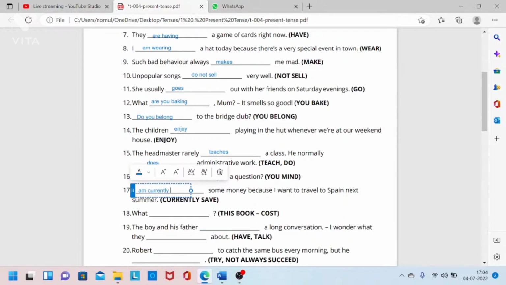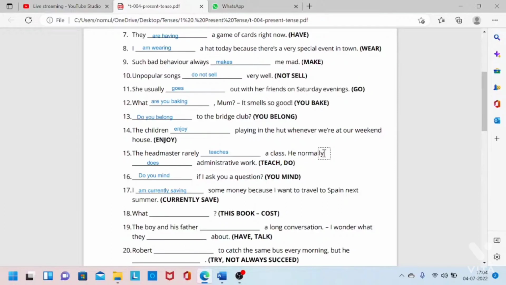What am I doing currently? Saving. Okay, save becomes saving. I am currently saving some money because I want to travel to Spain next summer. I hope I do also save some money to have a trip next summer if COVID is not there. Yeah, I think many of us are missing that, right? I understand.